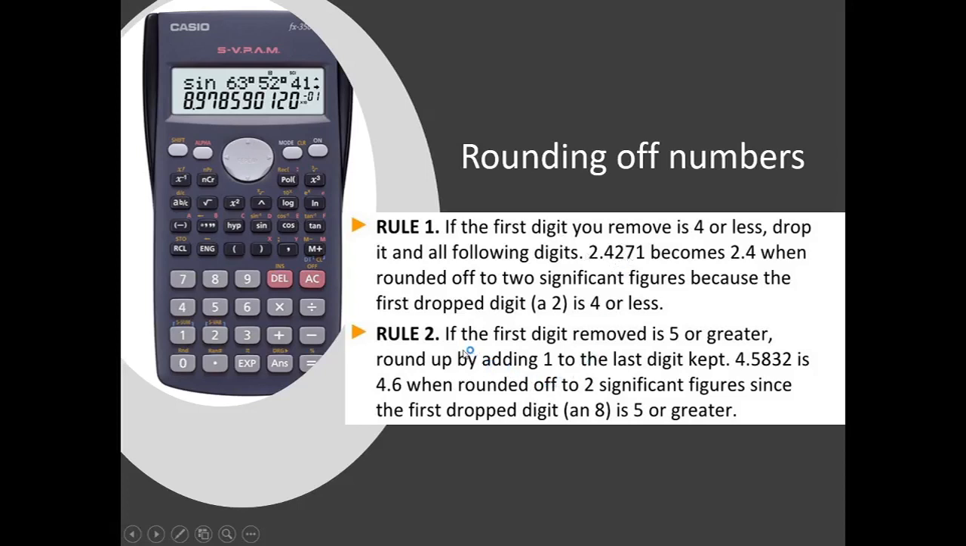The second rule is, if the first digit removed is 5 or greater, round up by adding 1 to the last digit kept. For example, if we consider 4.5832, which is 4.6 when rounded off to two significant figures, since the first dropped digit, which is 8, is 5 or greater, we have to add 1 to this 5. So the answer is 4.6.